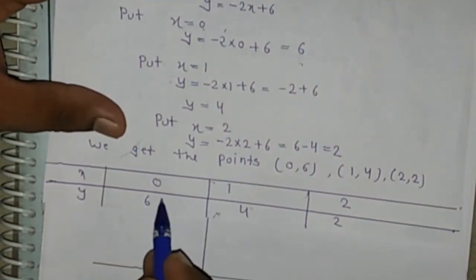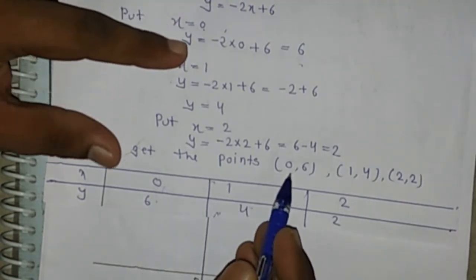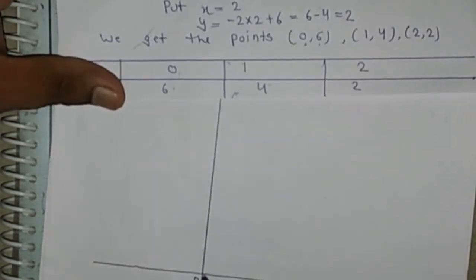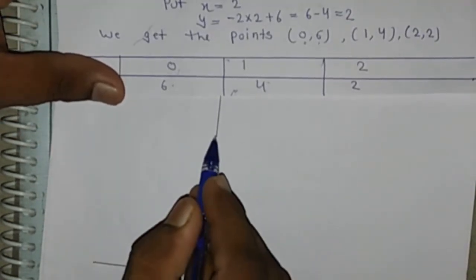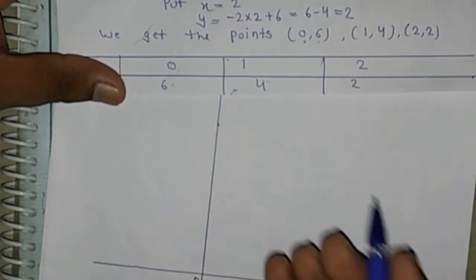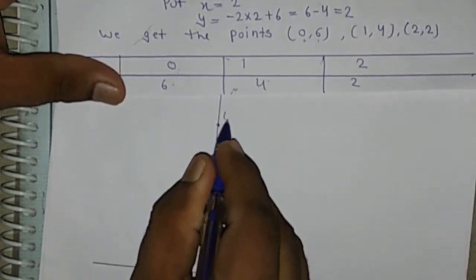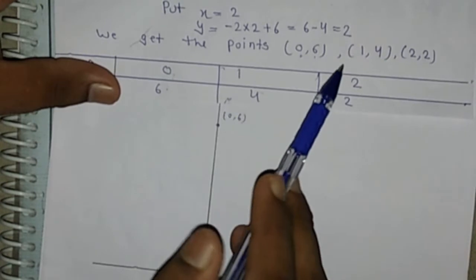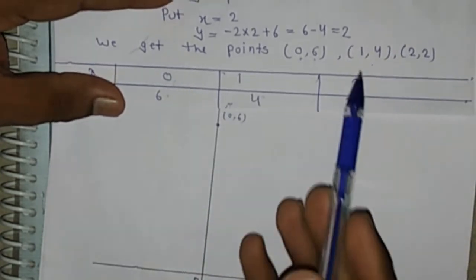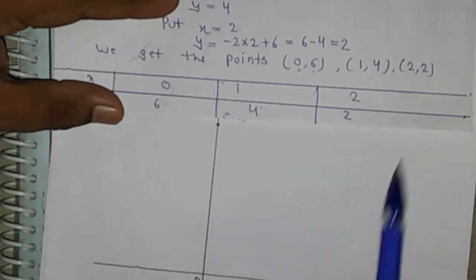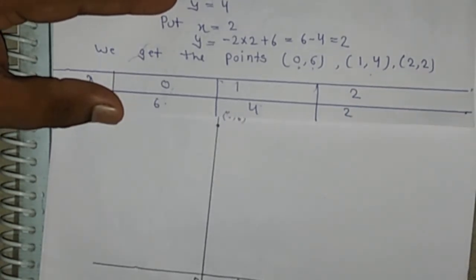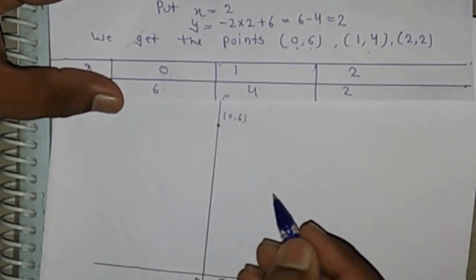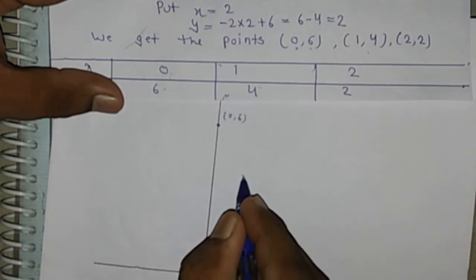From the second line we have 0, 6. 0, 6 means the value of x is 0 and the value of y is 6. 0, 6 lies here. You have to locate this point on graph paper. Then 1, 4: the value of x is 1 and y is 4. We have this point, 1, 4.